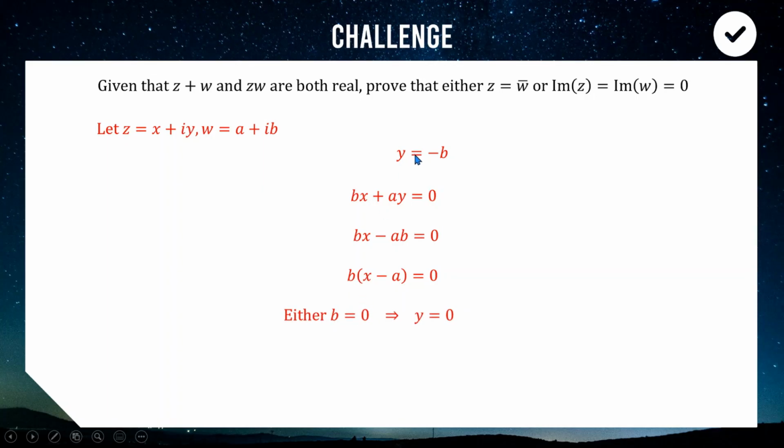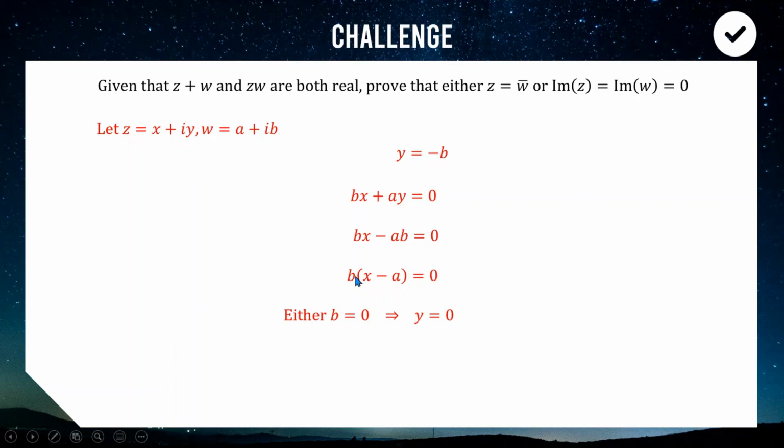And remember that y is equal to negative b. So if b is 0, then y equals 0 is also true, which is great because b and y are the imaginary parts of the numbers. And so if they're 0, that was one of the things we are trying to prove. So we've already done half of it. Okay, from this equation, b is 0, which means y is 0. So the imaginary parts are 0. Check, done.